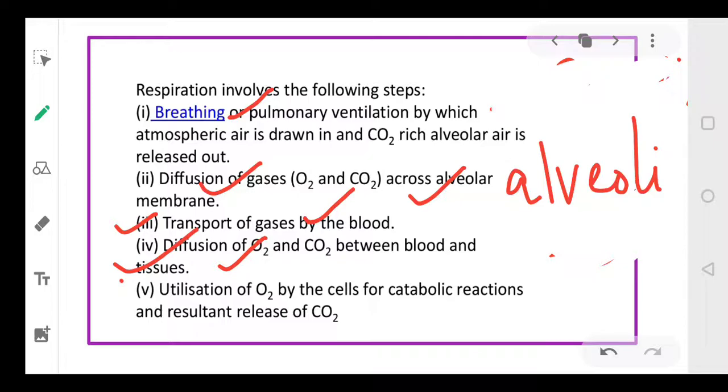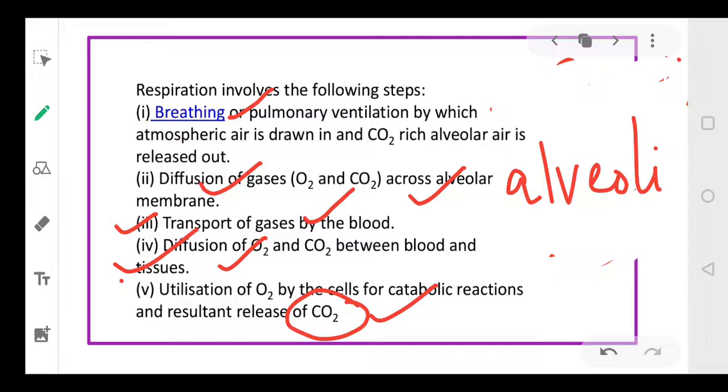Now next is utilization of oxygen by the cells. The cells will utilize the oxygen for their various activities, and there will be production of CO2. Clear?